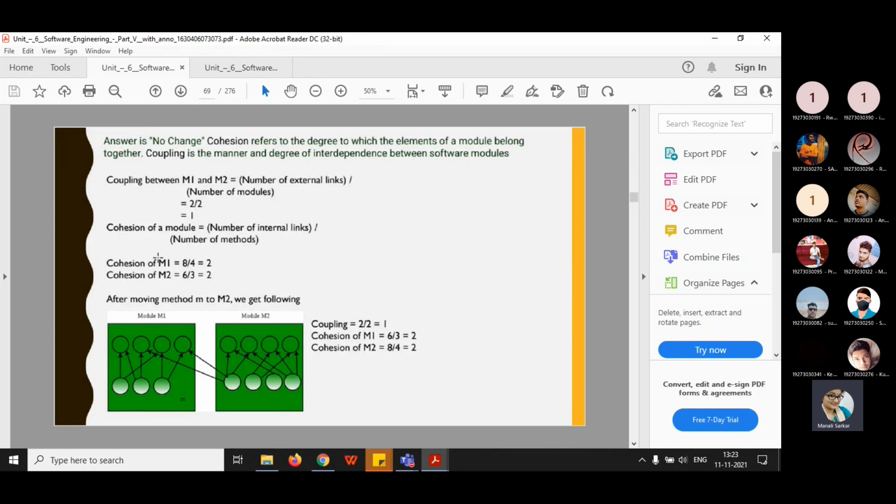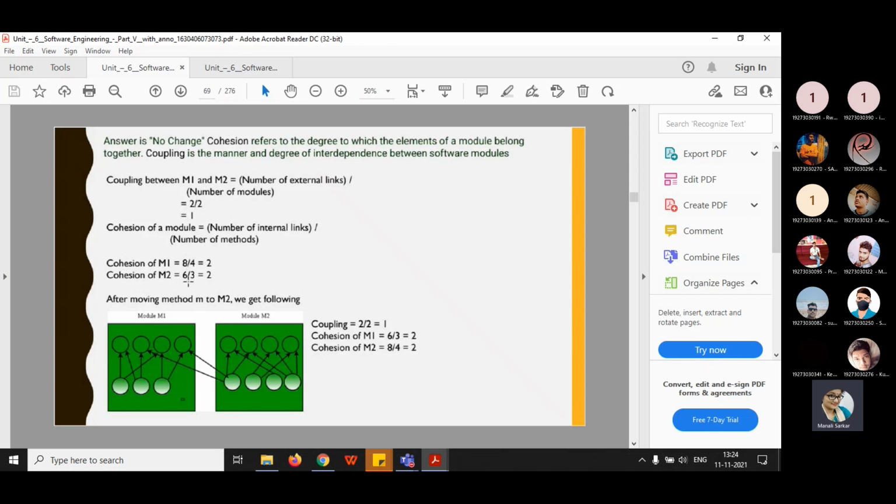So for the cohesion of module M1, we find the total number of internal links divided by the number of methods. How many methods are there? 4 methods are there. And for internal links, just count the internal links in this module M1: 1, 2, 3, 4, 5, 6, 7, 8. So a total of 8 internal links are there in this module. So the cohesion of M1 is 8 by 4, which is equal to 2.